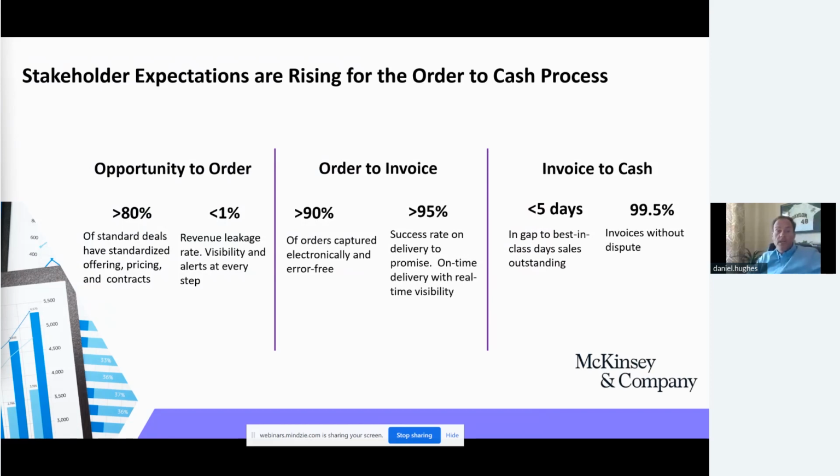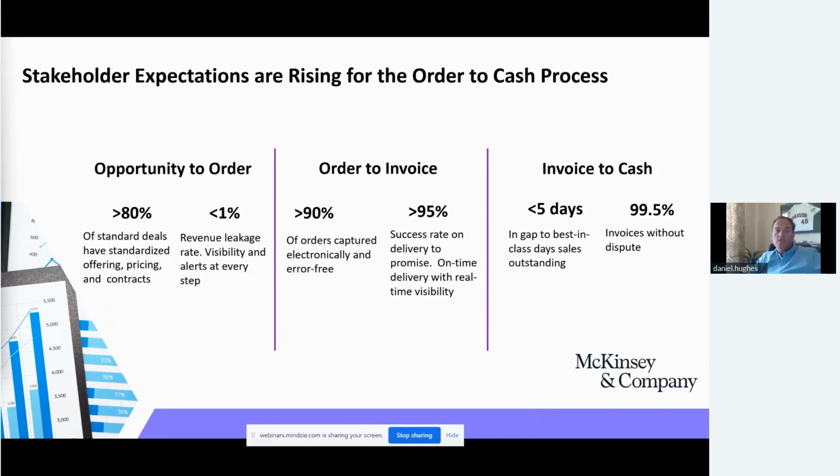These are typically pretty high standards that companies are trying to meet, like 80% of their standard deals having standard pricing and a standard offering and standard contracts. These aren't necessarily the largest deals that a company closes, but the typical deal, executives expect those deals to be very, very standard. They also are trying to reduce revenue leakage to less than 1%. To do that, they're going to need visibility and alerts at every step of their order entry process to make sure that pricing is standard and they're not missing anything.